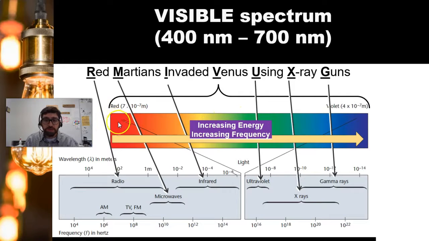R stands for red, O stands for orange, Y stands for yellow. Notice we're going in order of increasing energy and frequency. And this is just with the visible spectrum, okay? Red Martians invaded Venus using X-ray guns. That's the whole spectrum. But you need to also know the colors of the visible spectrum in order of increasing frequency. Red, orange, yellow, green, Roy G, and then Biv: blue, indigo, violet.